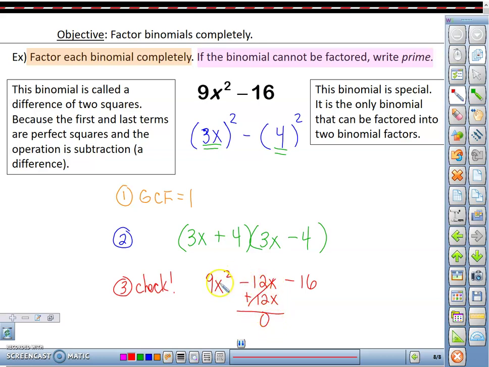And we're left with our 9x squared, which is the first term, so that's good. We're left with minus 16, which is our second term. So it checks, and that says, okay, this is our completely factored form of this binomial. All right, let's go on to another example.